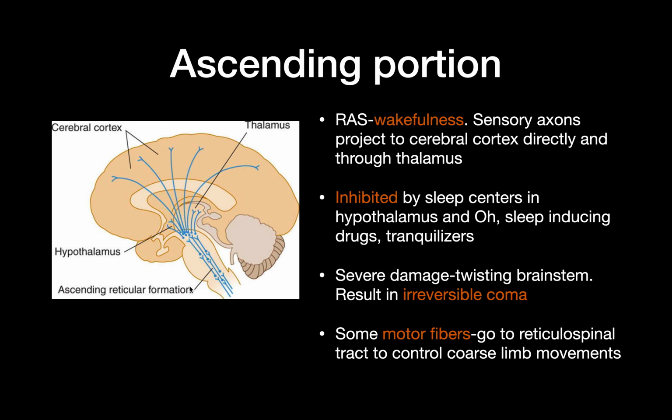In severe damage, like a twisting brainstem injury, it's going to result in an irreversible coma, and this is due to some horrifically traumatic event. This doesn't happen in minor accidents at all. Some of the motor fibers will go to the reticulospinal tract to control coarse limb movements, but in general, it's more responsible for wakefulness.